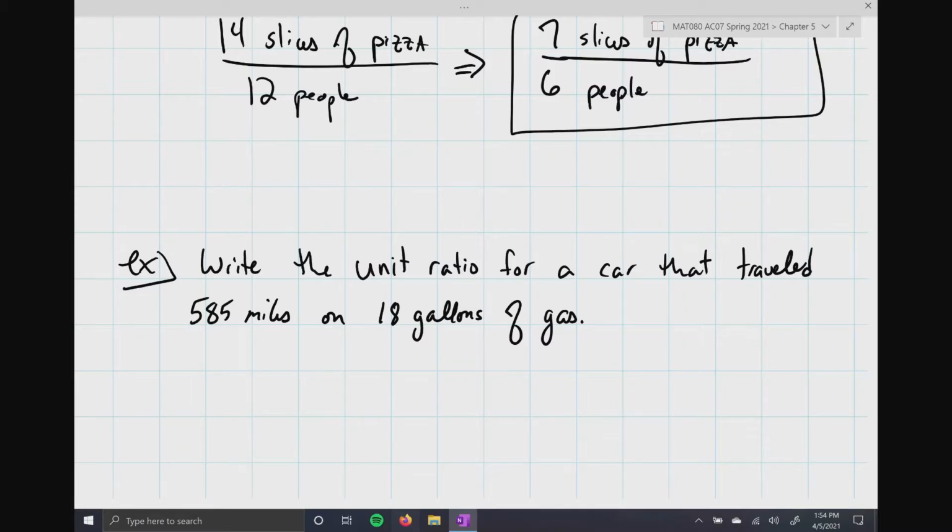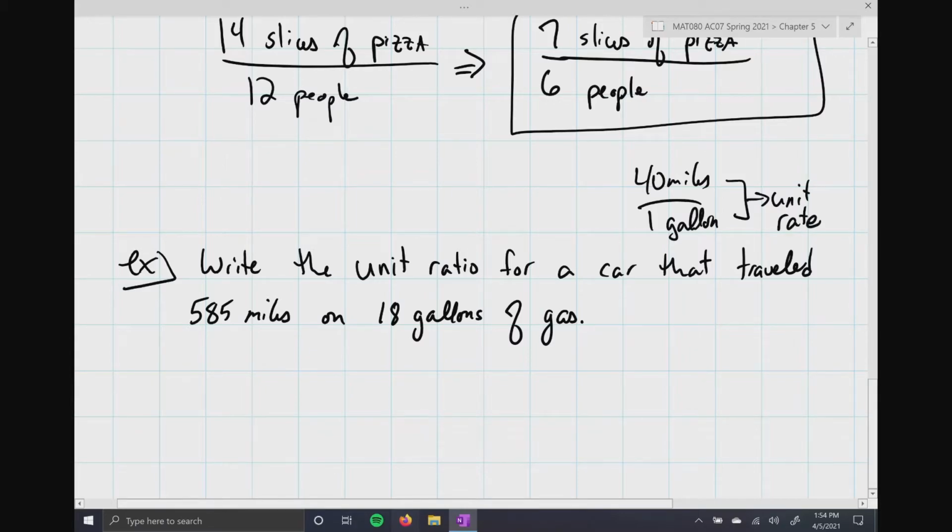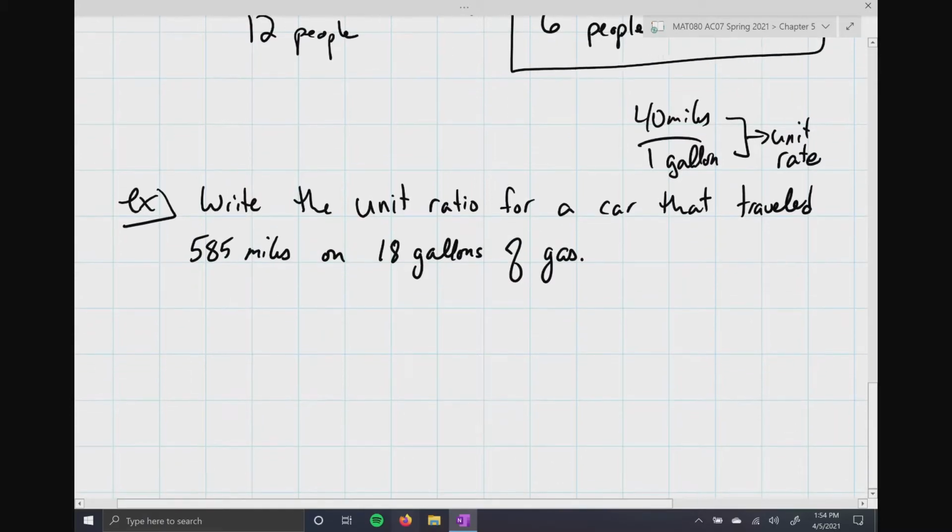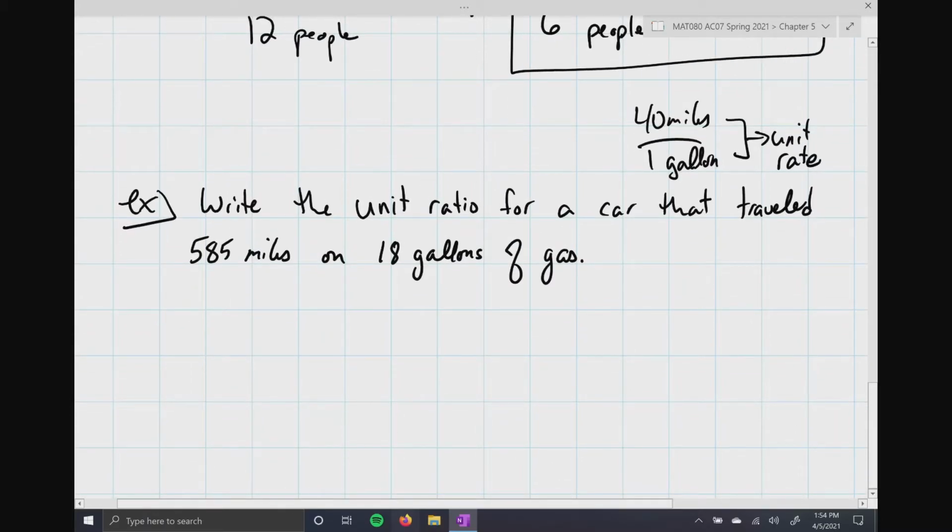All right? But think about what I'm saying here. I'm saying 40 miles per gallon. That's 40 miles per 1 gallon. That is, remember, a unit rate or unit ratio. What I'm asking you to do in this problem is the same exact thing. I'm saying, let's write the unit ratio for a car that traveled 585 miles on 18 gallons. Miles per gallon. Okay? So my ratio is going to be 585 miles per 18 gallons.